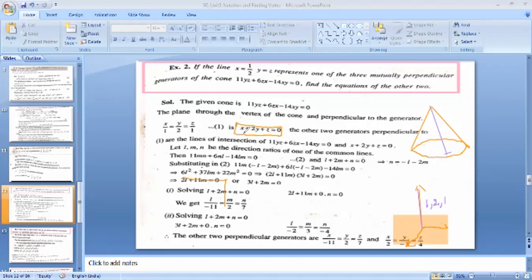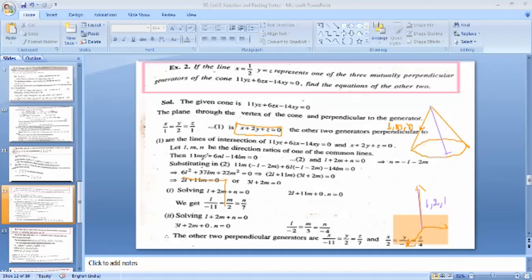Now, one of the generators we don't know. So we consider the DRs of that as L, M, N. Then automatically, where is this particular line element? It will be on the generator x by L equal to y by M equal to z by N, that lies on the plane as well as on the cone. Therefore, we get 11yz plus 6zx minus 4xy equal to 0. And this is the cone equation, and that is the plane equation. So it should satisfy these two conditions.